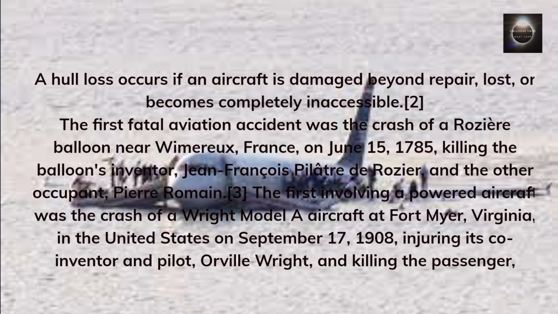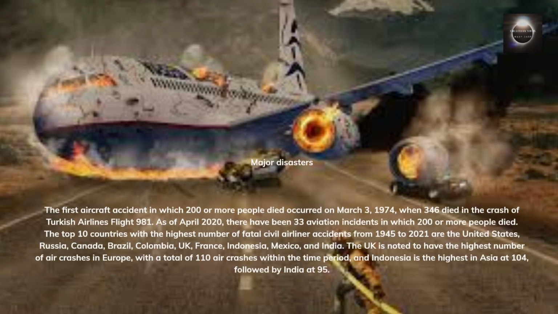The first involving a powered aircraft was the crash of a Wright Model A aircraft at Fort Myer, Virginia, in the United States on September 17, 1908, injuring its co-inventor and pilot, Orville Wright, and killing the passenger, Signal Corps Lieutenant Thomas Selfridge. Major disasters.